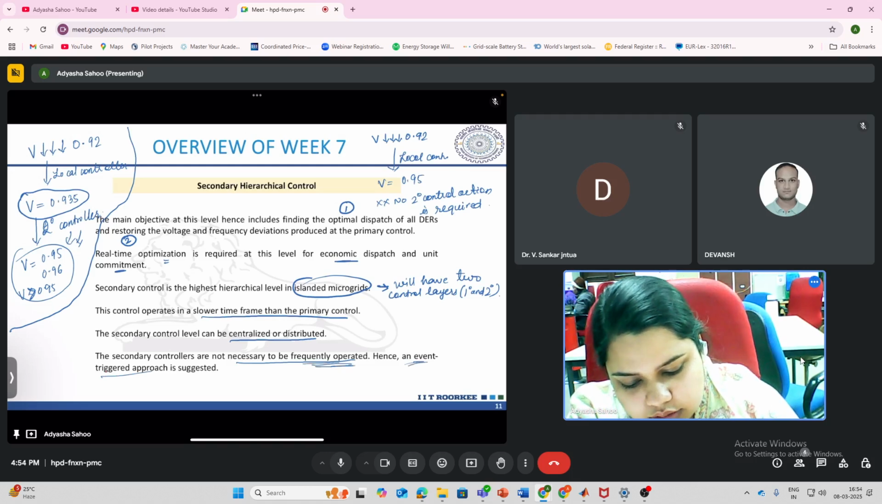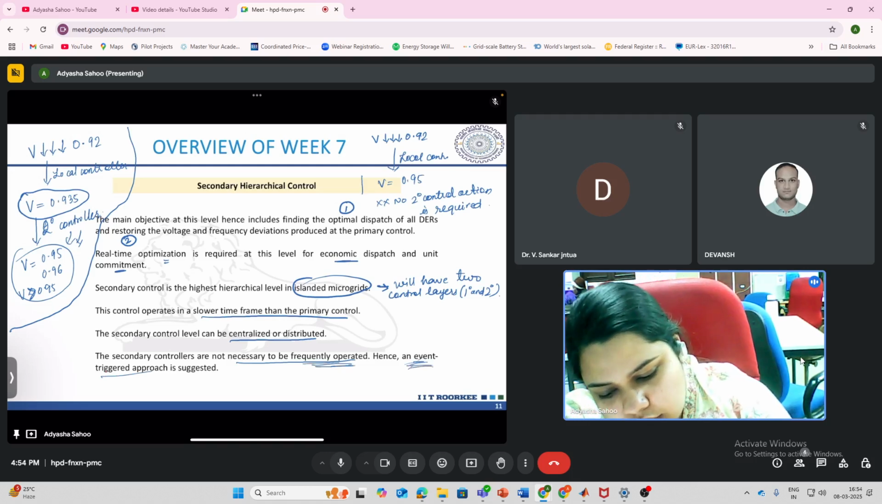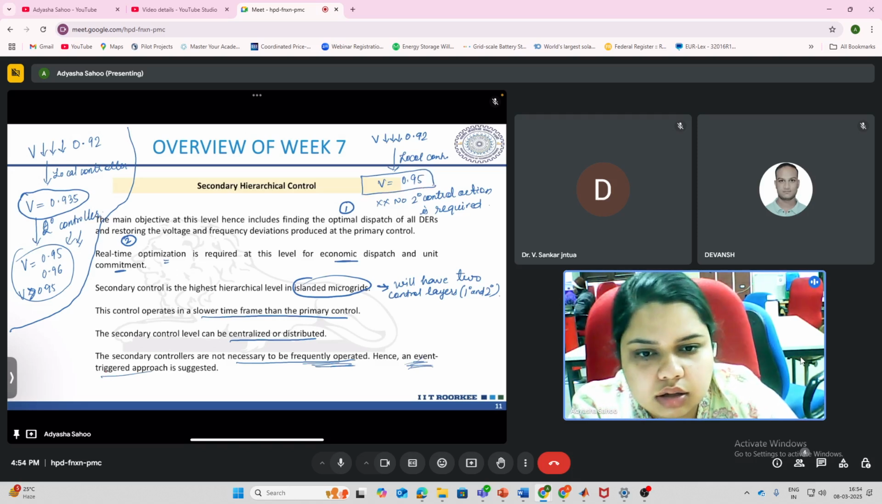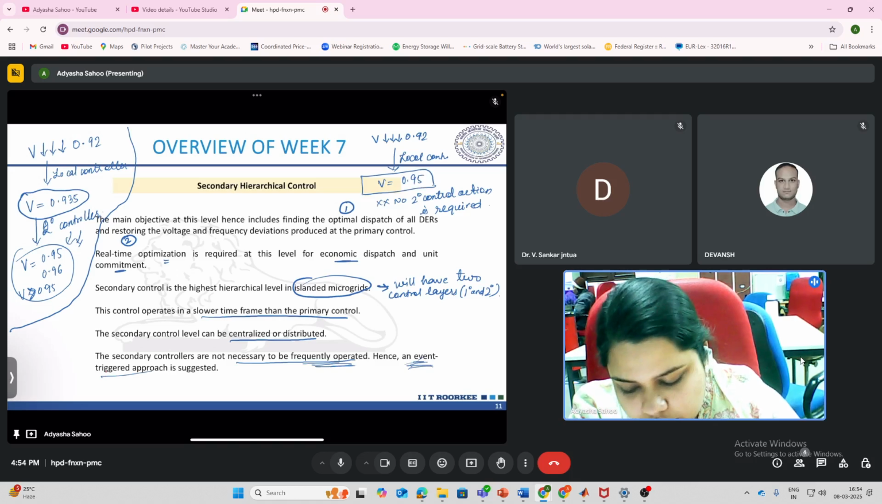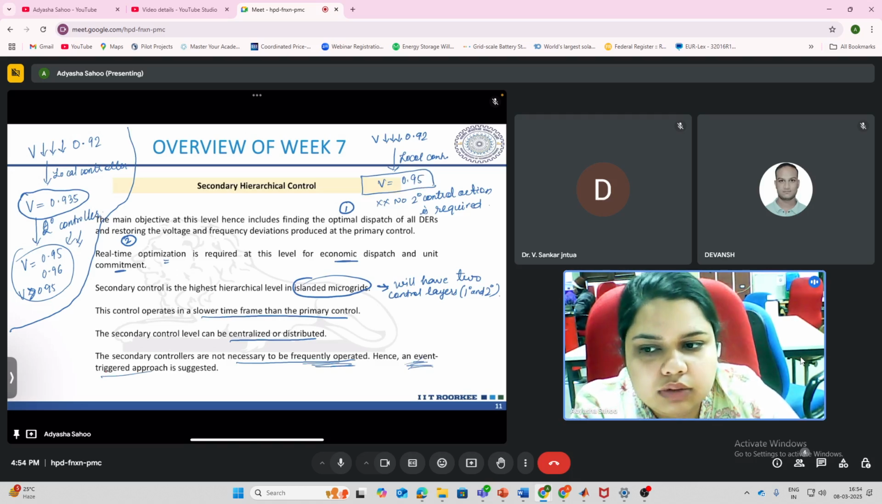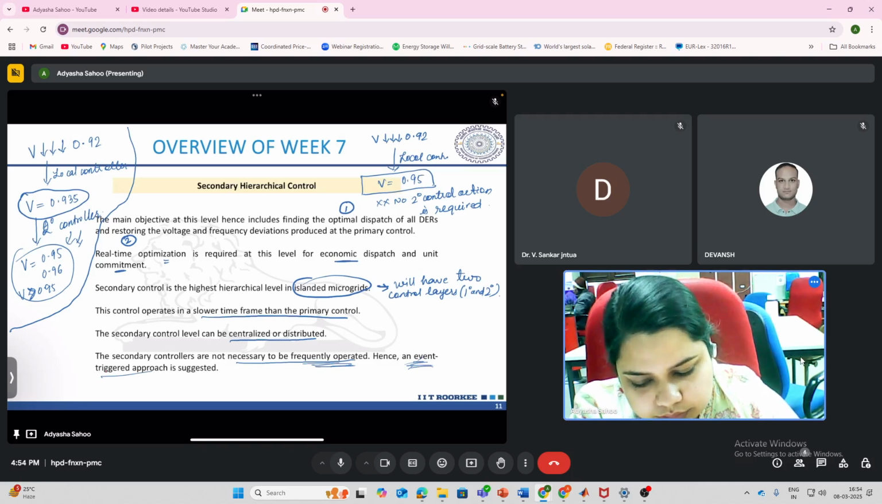It is only triggered. What is this event triggered? After the local control, if there is a need for the secondary control, then only do we trigger the secondary control actions to take place.